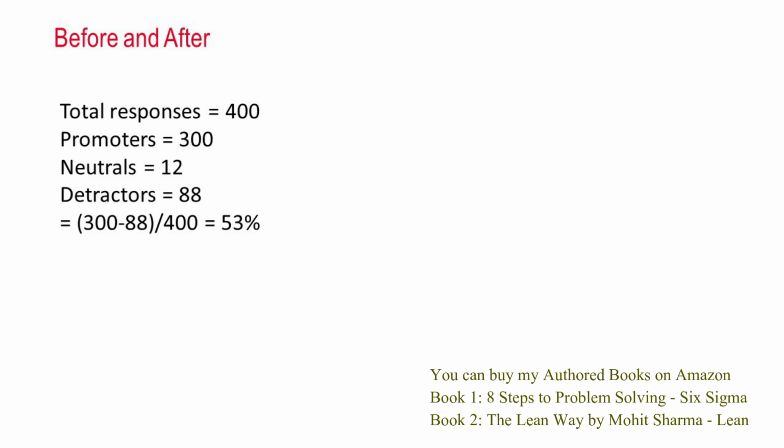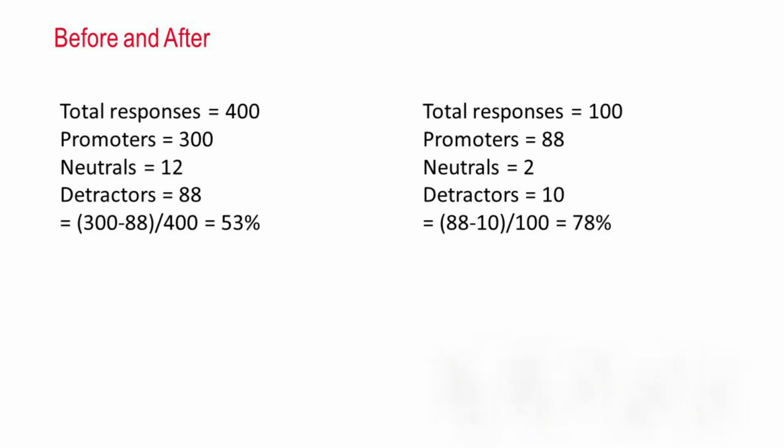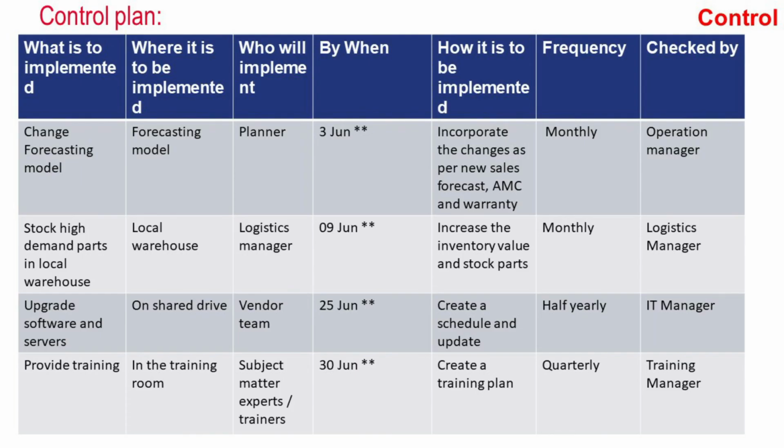New responses were taken from 100 more customers after the implementation of the solutions, and the net promoter score has increased from 53% to 78%. The new improved state is to be controlled now. So a control plan has been implemented, in which the frequency of check and who will check that these things are being done properly in the system are defined.